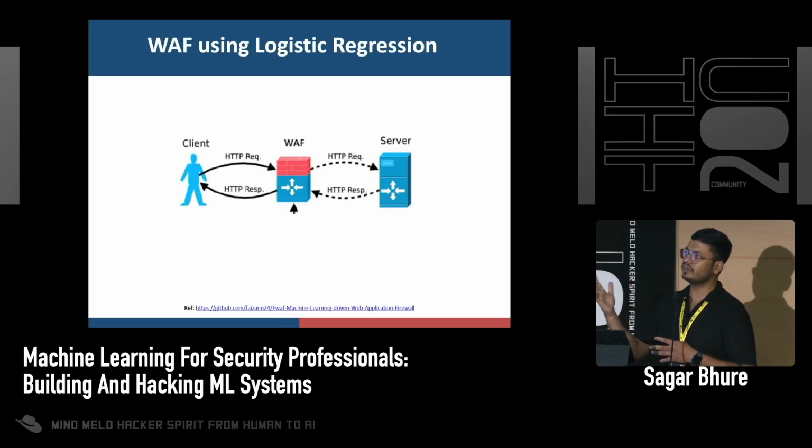In the first half, we are going to build a WAF. How do you build a web application firewall using machine learning or a classification problem? And in the next half, we are trying to again hack a web application firewall using mutation operators. We'll understand what mutation operators are.